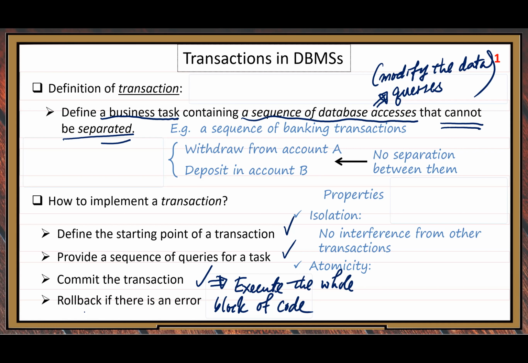Here we use this atomicity terminology. We mean this transaction block of code can never be separated. We borrow that meaning. Its meaning is that all or none of the database operations are executed. You either execute all operations or none. No partial.